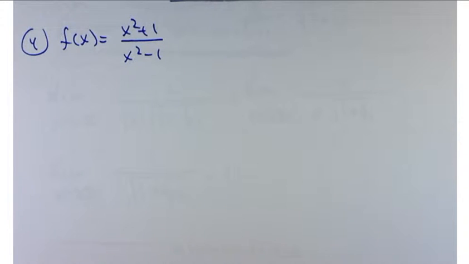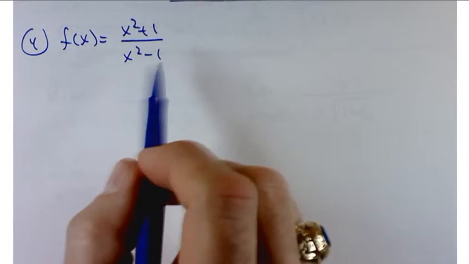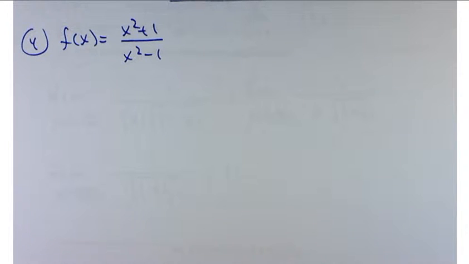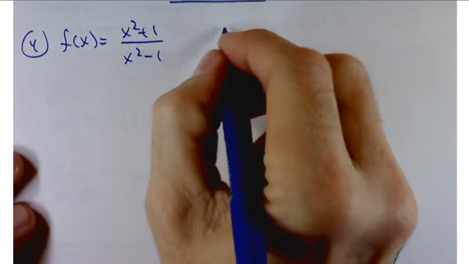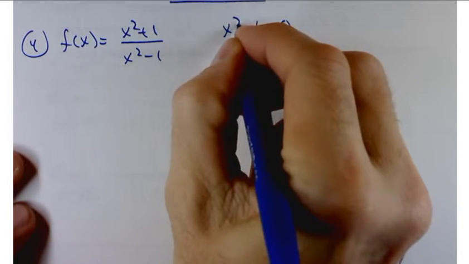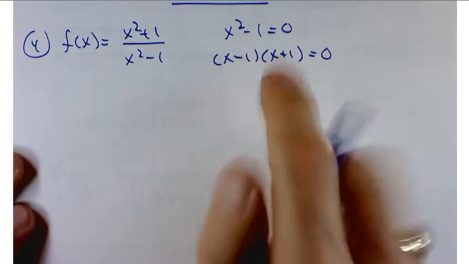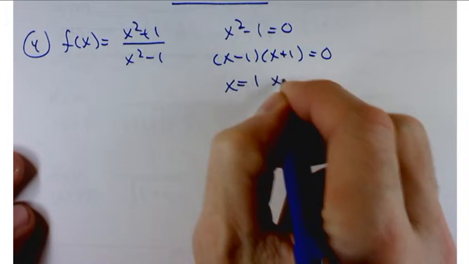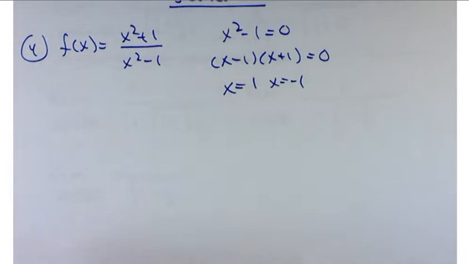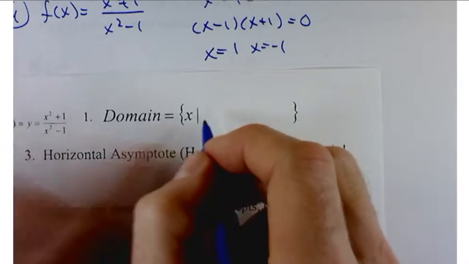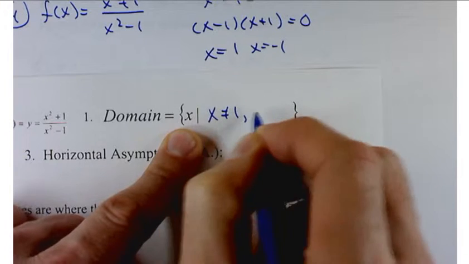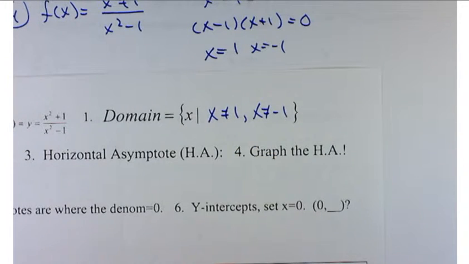Now, what I encourage you to do when you're looking at these types of problems is first start with the domain. Are there any values of x that are going to create issues? Plus or minus 1. Good. Where the denominator is 0, where x squared minus 1 equals 0, that's where you're going to end up with issues. So plus or minus 1. So we're going to have to exclude those. So from our domain, it's a set of x such that x is not equal to 1 and x is not equal to negative 1. So let's get rid of those right away.